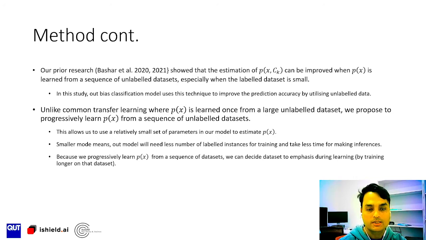Because we are progressively learning P of X from a sequence of datasets, we can decide which dataset to emphasize during our training process. This will allow us to emphasize more relevant datasets for our bias detection task.